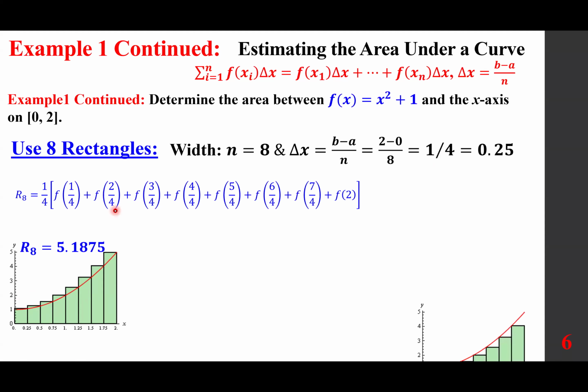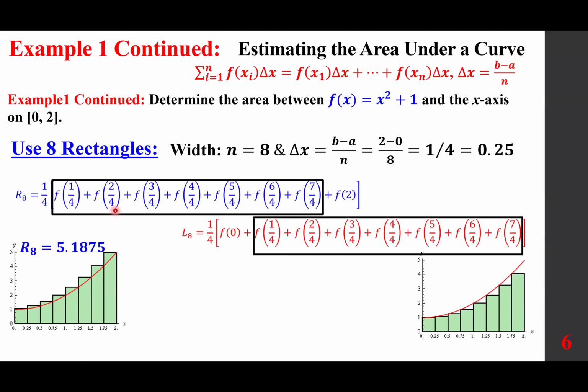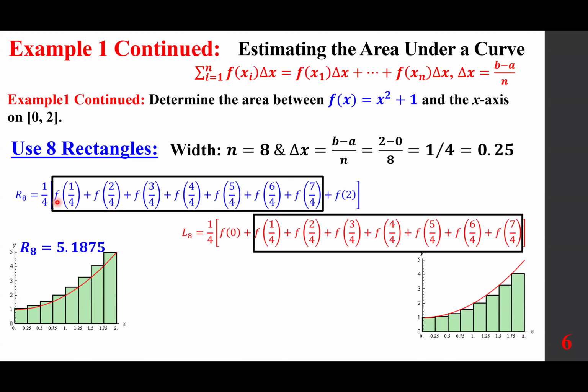I'm going to do the same thing for the left endpoints. And first and foremost, notice again, for the right endpoints, the last one is not here. For the left endpoints, the first one is not here. So that really simplifies calculation. Puts it in, and you get L8. And for n equals 8, the area is between these two numbers.